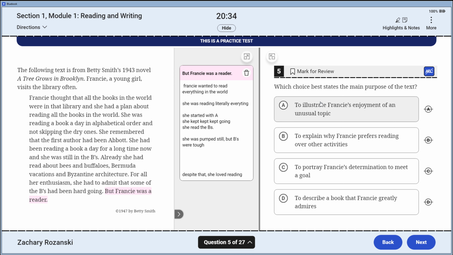"To illustrate Francie's enjoyment of an unusual topic." I don't really like it. I don't think that reading is a topic. I feel like a topic is a thing within, and I really wouldn't say that reading books is unusual. Now, her task certainly is, but it's our first one, so I'll leave it on the table for now. I don't have an answer for why she prefers reading. She just really loves reading. "To portray her determination" is absolutely what we've got there.